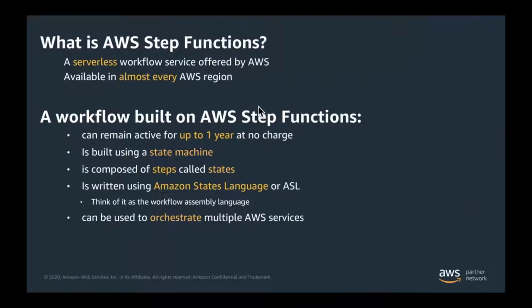It's built using something called a state machine, and I'll also dive into that more in a minute. A state machine is composed of workflow steps called states. It's written in the Amazon States Language. So you can think of this as the workflow assembly language. There are many different ways of building a state machine. You can code it up in different languages, which we'll get into, but the base language here is Amazon States Language. It's coded in JSON. And the main use case for step functions is to orchestrate other AWS services.